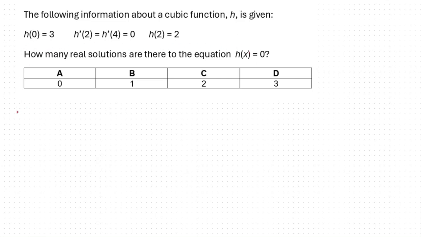So firstly, what does h of 0 equals 3 actually mean? Okay, so this means that x is 0, and then if it equates to 3, that means that y is 3. So in terms of the graph, we should understand that that means that the y-intercept is (0, 3).